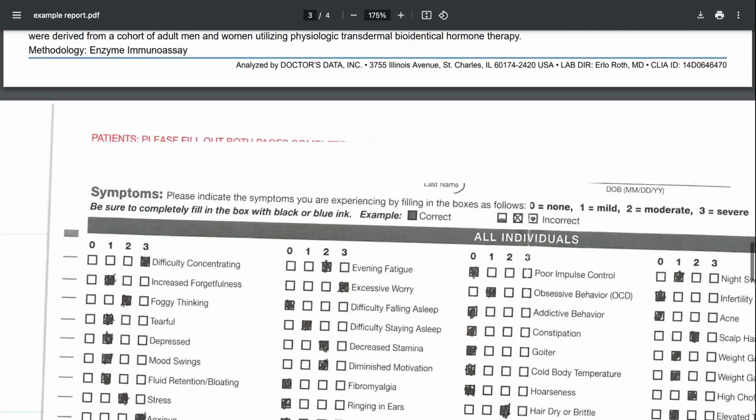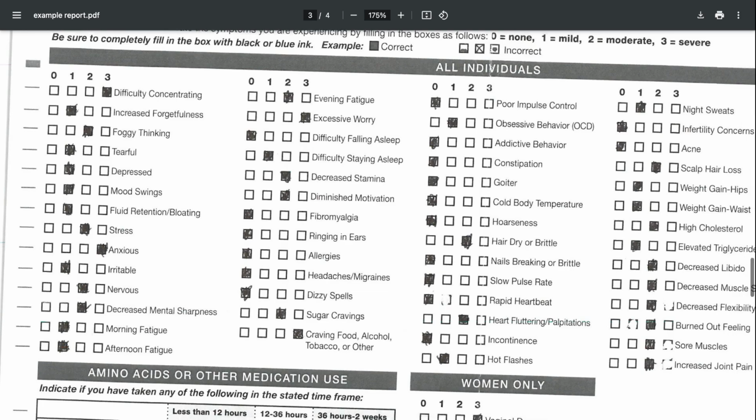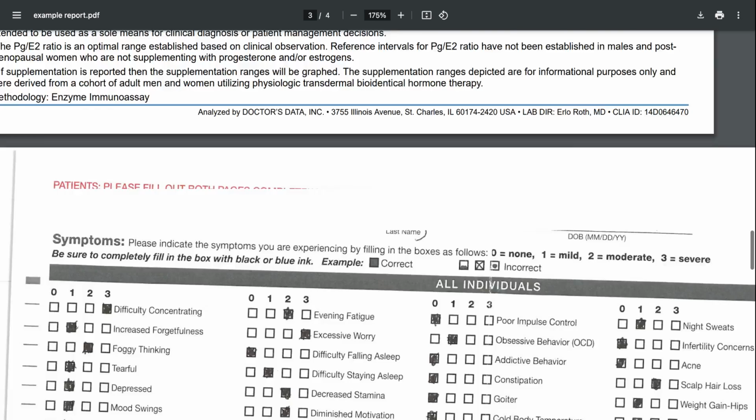So let's look at her symptoms. Symptoms of lower progesterone and a lower progesterone to estradiol ratio are going to be these over here. Difficulty concentrating, increased forgetfulness, foggy thinking, tearfulness, depression, mood swings, fluid retention. Again, it's a simplistic look at it, but it's a nice, easy way to see what we can expect to improve as we optimize these levels. This can also be contributing to her hot flashes, some of the scalp hair loss, the night sweats, things like that.